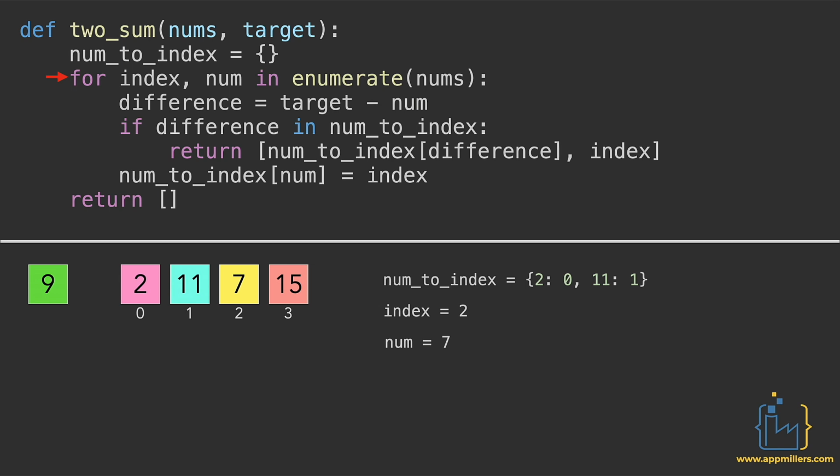In the next iteration, we have index 2, and the number is 7. Then we are going to calculate the difference. So when we calculate the difference, we see that 9 minus 7 is 2, and 2 exists in this number to index dictionary.